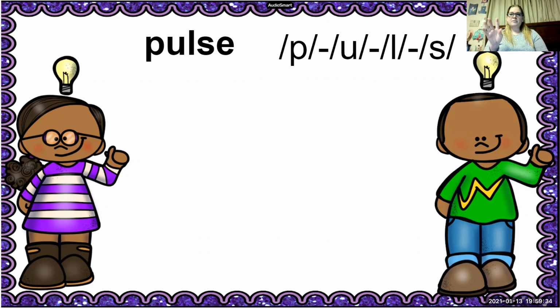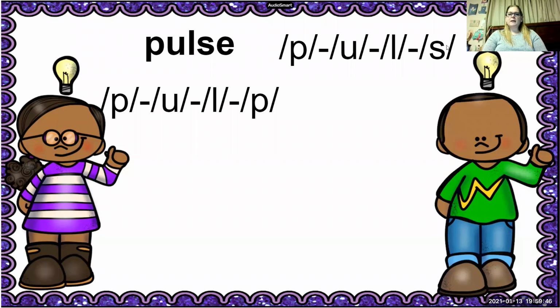You hear 4 sounds. Pulse, pulse. 4 sounds. We're going to take this final consonant sound of s and change it to p. What will the new word on the curve be? Going to be pulp. Good.